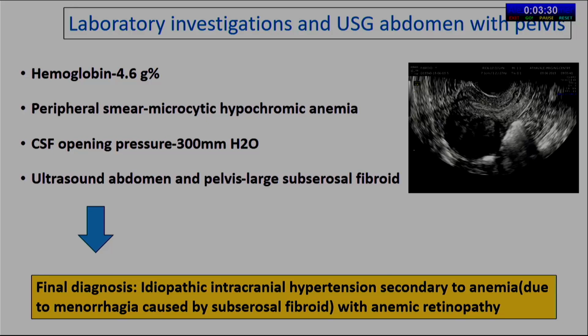Hemoglobin was 4.6 gram percentage. Peripheral smear showed microcytic hypochromic anemia. CSF opening pressure was high, that is 300 mm of water. Ultrasound abdomen and pelvis showed large subserosal fibroid.